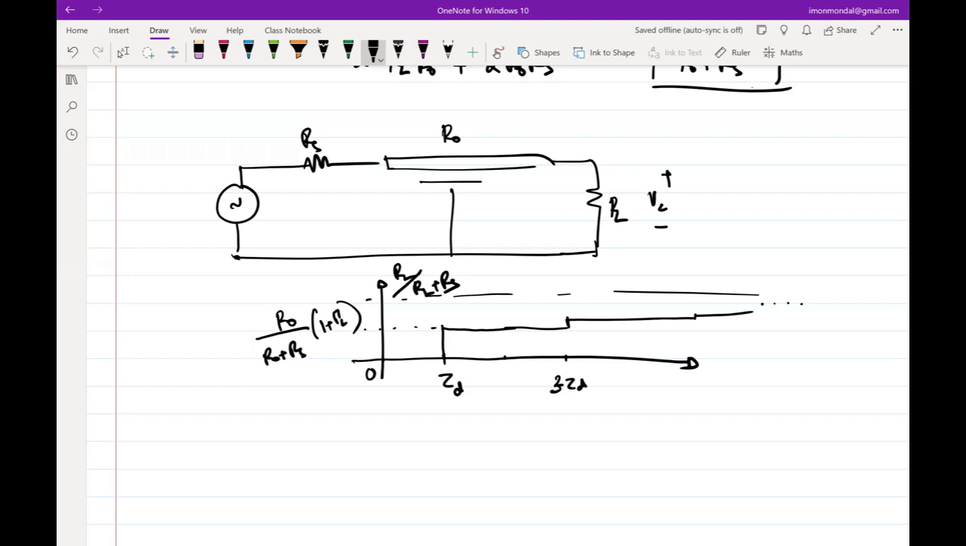So if these tau d's were negligibly small, these progressive bumps wouldn't have been distinguishable, and you would have got a step right at the moment of application of the input, right? So in a lumped element approximation, we neglect these steps, and the moment we apply the input, we get the output.